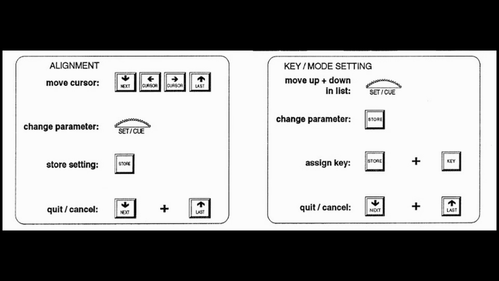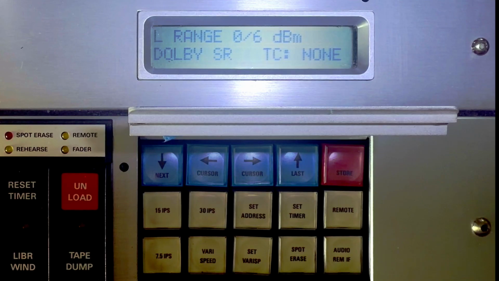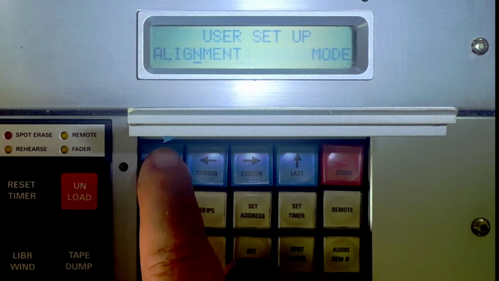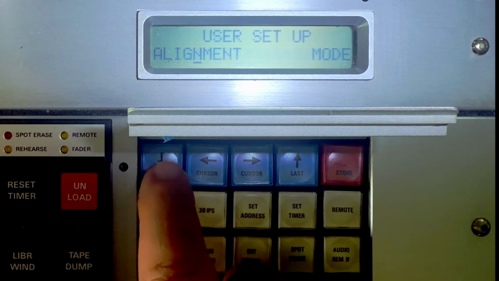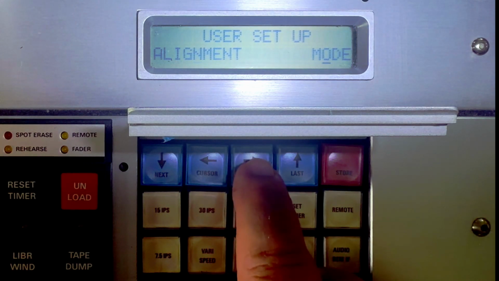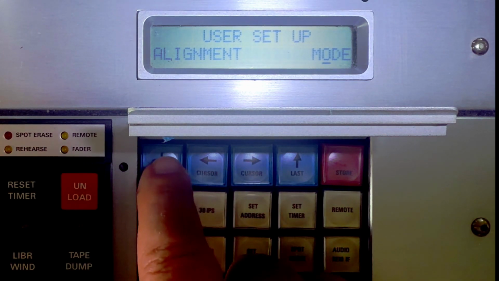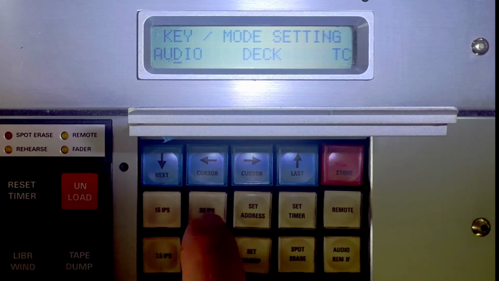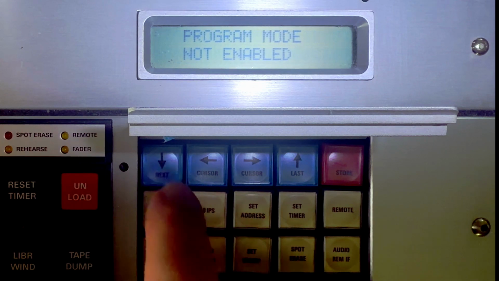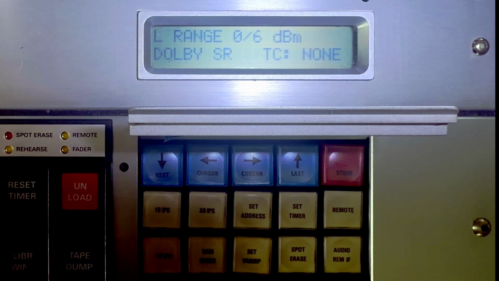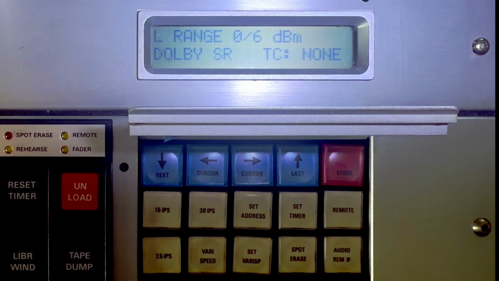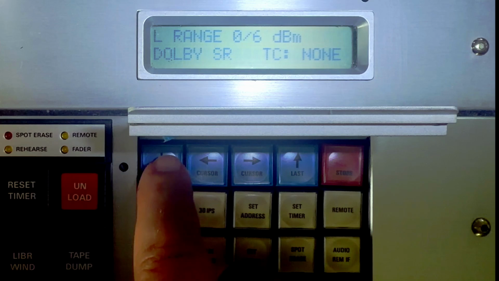Now, let's take a look at a real world example of changing it to Dolby SR. Okay, so the first thing, we go down and we go into the mode by hitting the right over. Down again. Now we're going to do audio. So we go down again. We're not enabled, so we have to come in here and loosen the screw. Now we're enabled.